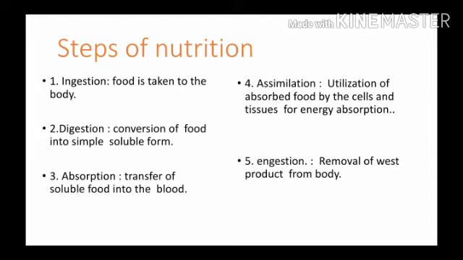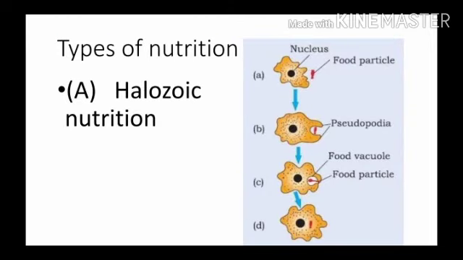And last is egestion. The removal of waste products and undigested food from the body is called egestion. They are the 5 steps of nutrition. Next we see types of nutrition in animals. The first is holozoic nutrition.